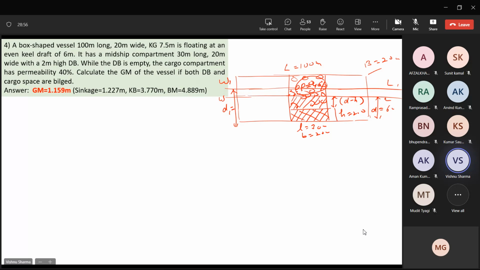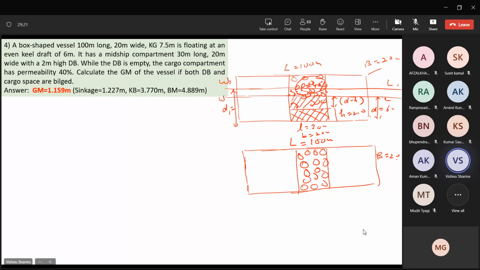Now the water will rise here in this part based on permeability. And then we have the water plane in way of W1L1. In way of W1L1, the water plane will be lost with permeability, because you'll be able to see cargo when you cut the ship at W1L1. So L will be 100 meters, breadth will be 20 meters, small l will be 30 meters, small b will be 20 meters. Does everybody agree? And there will be some loss of water plane here based on permeability.